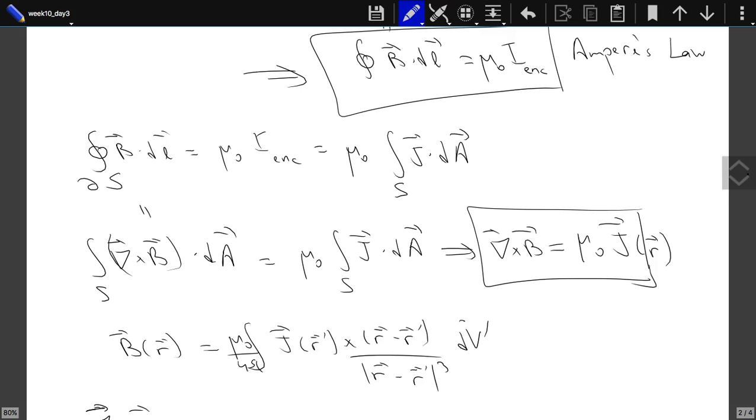What I know is that current everywhere will create a magnetic field. They will contribute to the magnetic field at the point R. So I need to calculate the magnetic field at the point R. I need to add the contributions of the current at the points R prime to the total magnetic induction at the point R. So here I'm just summing over all the different points, the contributions of different points. And those other points that I'm summing over, I denote their position as R prime.